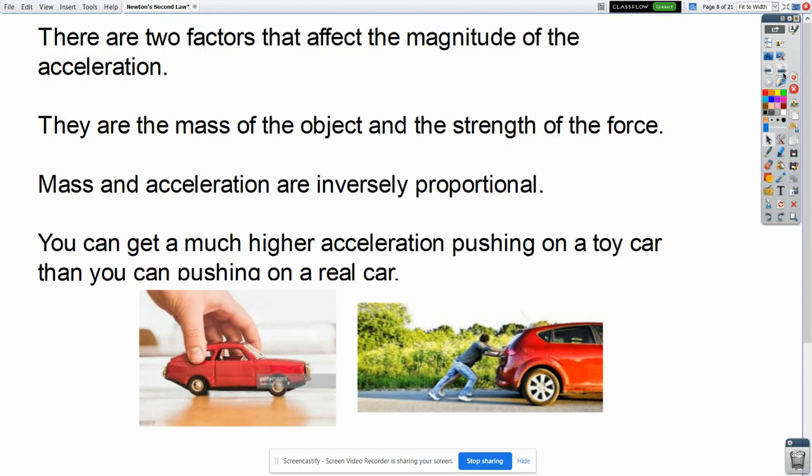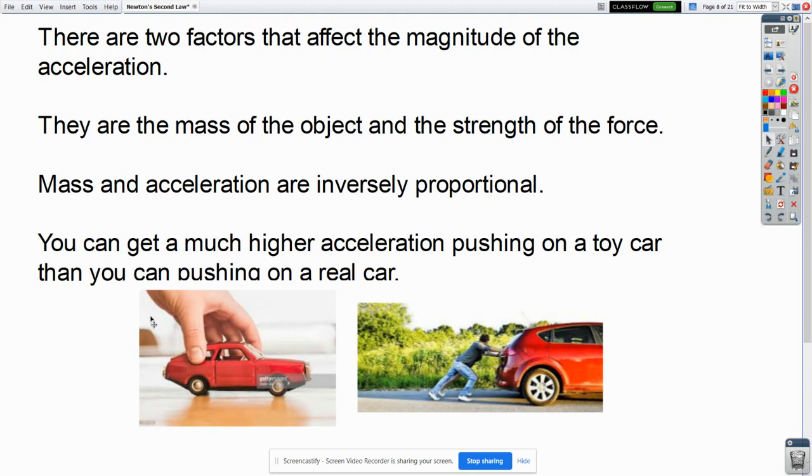Mass and acceleration are inversely proportional. Inversely proportional means they change in the opposite way. So doubling the mass of the object would cut the acceleration in half. Tripling the mass of the object would cut the acceleration to 1/3. 4 times the mass would be 1/4 of the acceleration, and vice versa. If I cut the mass in half, I'd have twice the acceleration, the inverse of one another.